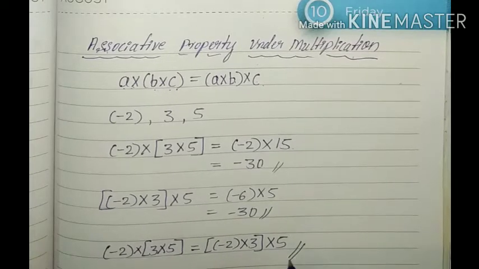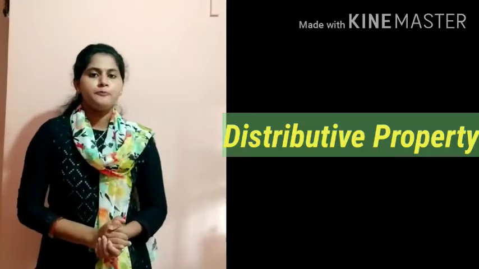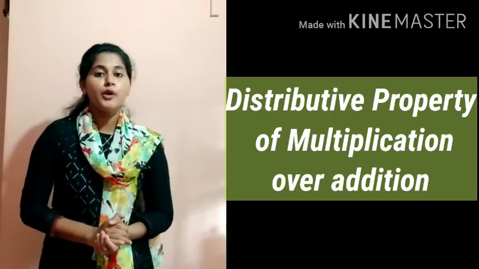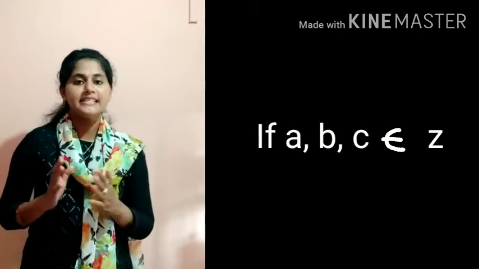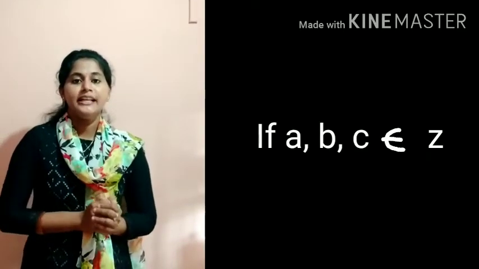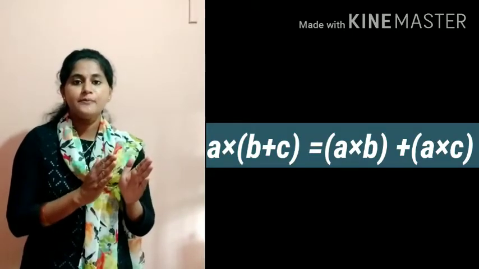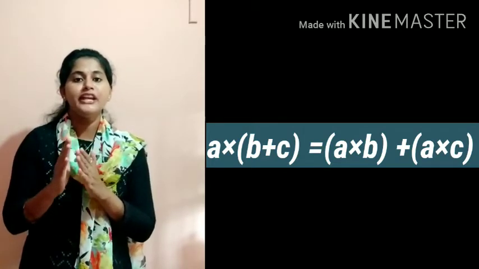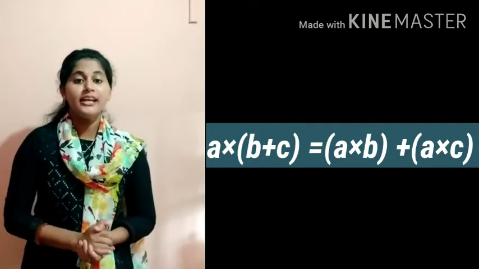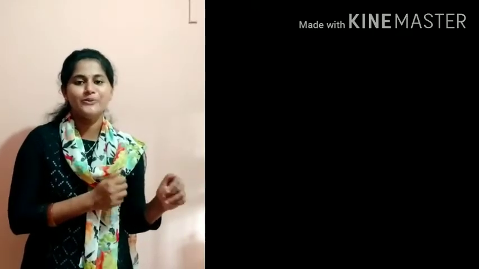Distributive property. First one, distributive property of multiplication over addition. If A, B and C are any three integers, then A into B plus C, that gives A into B plus A into C. Okay, let's see all these things in my explanation zone.